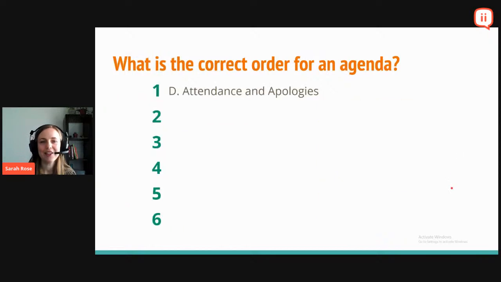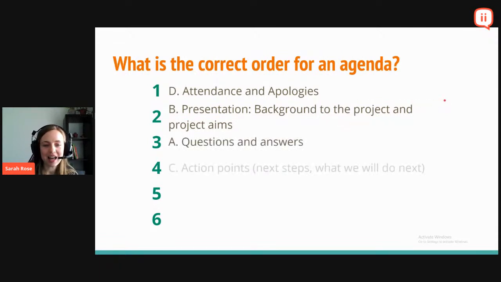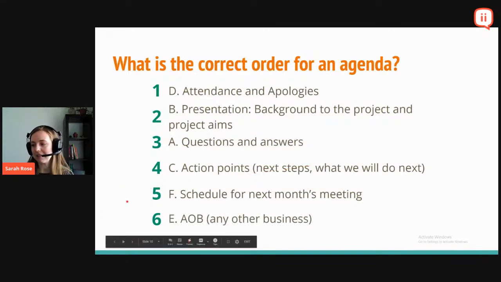Let's have a look. You're correct. The first one is D, attendance and apologies. That's the first thing you do. Who is here? Of course, if you have somebody taking minutes, this is really important. Taking minutes means writing down everything in the meeting, and you start with attendance and apologies in the minutes. So the person writing the minutes needs to write down who is there. B, presentation. Okay, next is B. So then we would say the presentation. Perhaps this meeting is about a new project. A, questions and answers. Then action points. Schedule for next meeting and any other business.